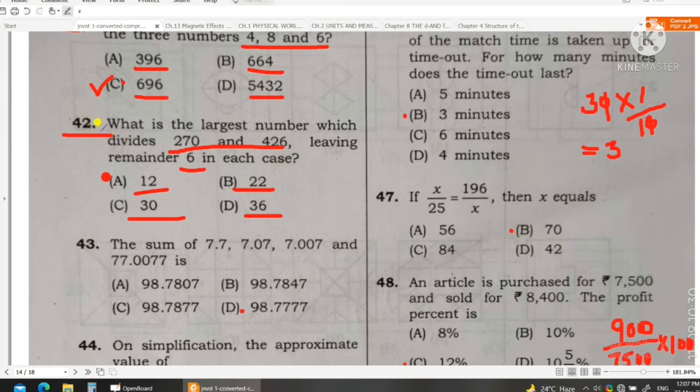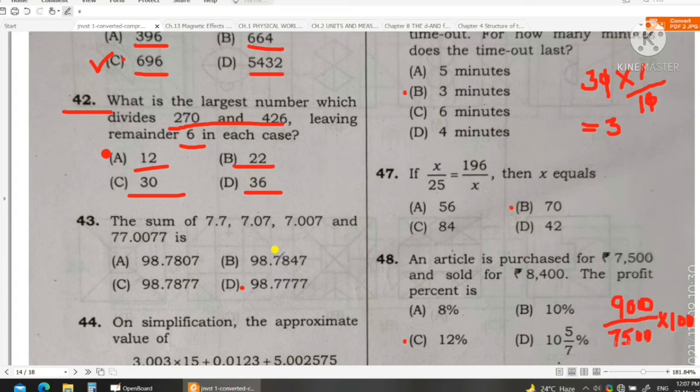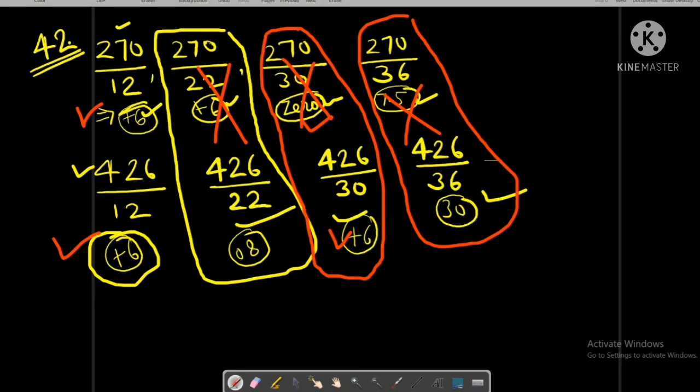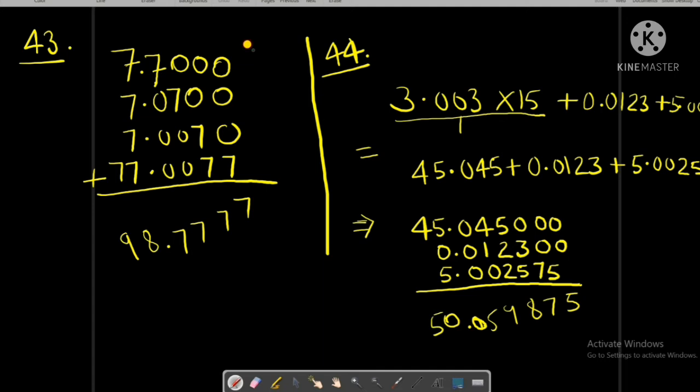Question number 43, very easy. The sum of 7.7, 7.07, 7.007 and 77.0077 is, ये आपको एक क्वेश्चन पूछा है. I don't think it is a very difficult question for the students of class 5 who are better in English. So again I have shown you the answer of this question also. Here this is the answer for question 43. This is the way how to write all these things.